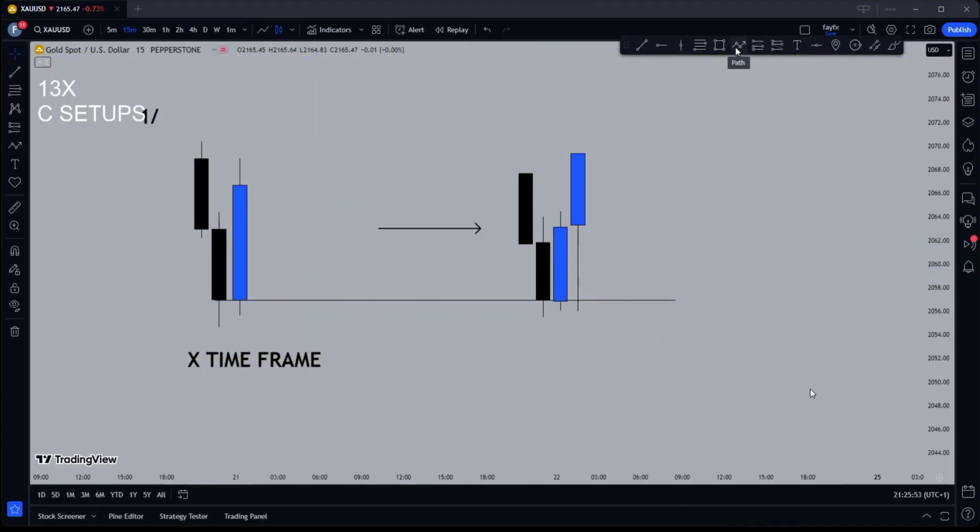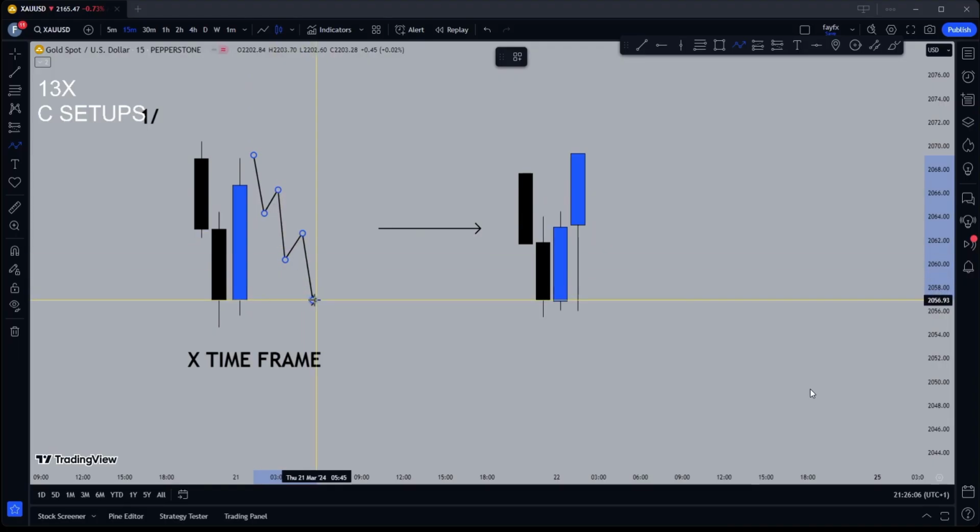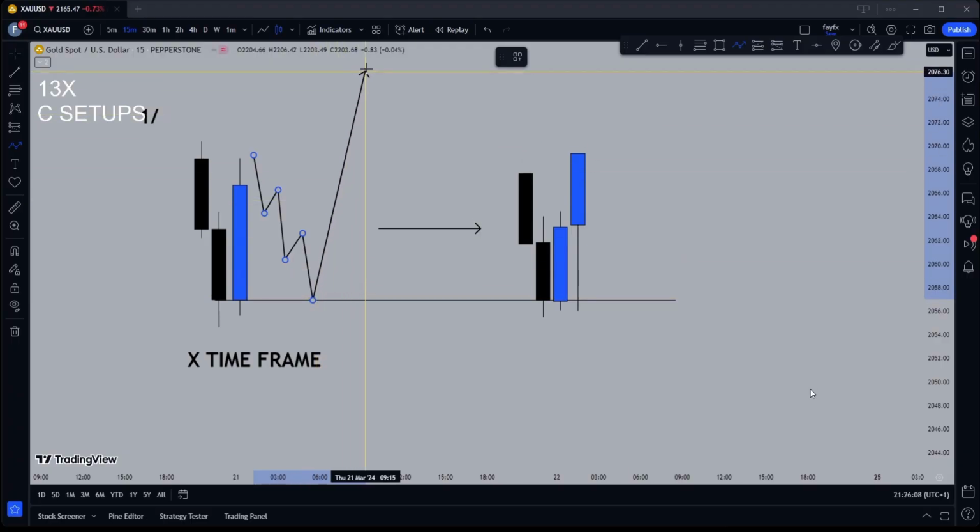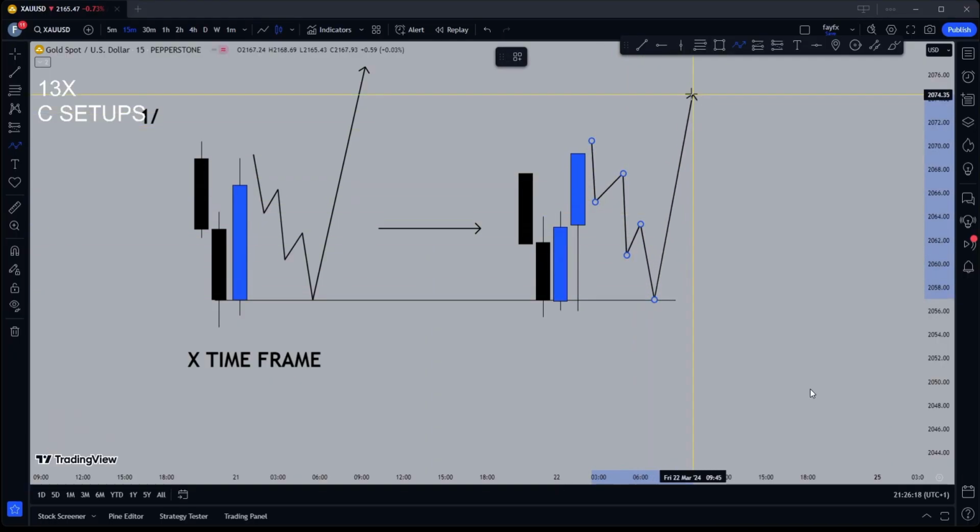What will price do here? At the right time and the right place, price will go down, visit this level and just fly up. Same thing. This is setup number 1.